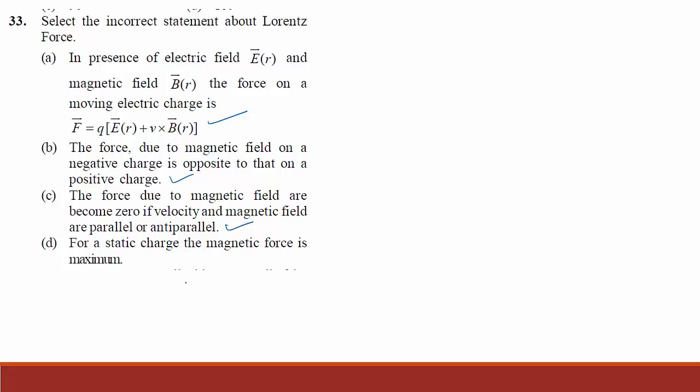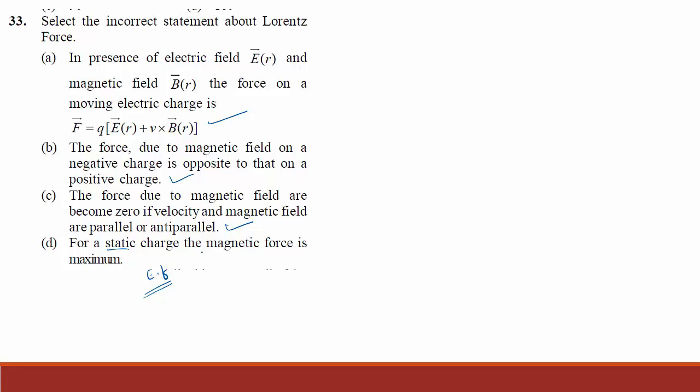We can observe the last statement here, that is, for a static charge the magnetic force is maximum. Static charge means the charge is at rest. When the charge is at rest, it is just surrounded by an electric field. If the charge starts to move in a uniform direction, then a magnetic field will be produced. But here it is given that the magnetic force is maximum.